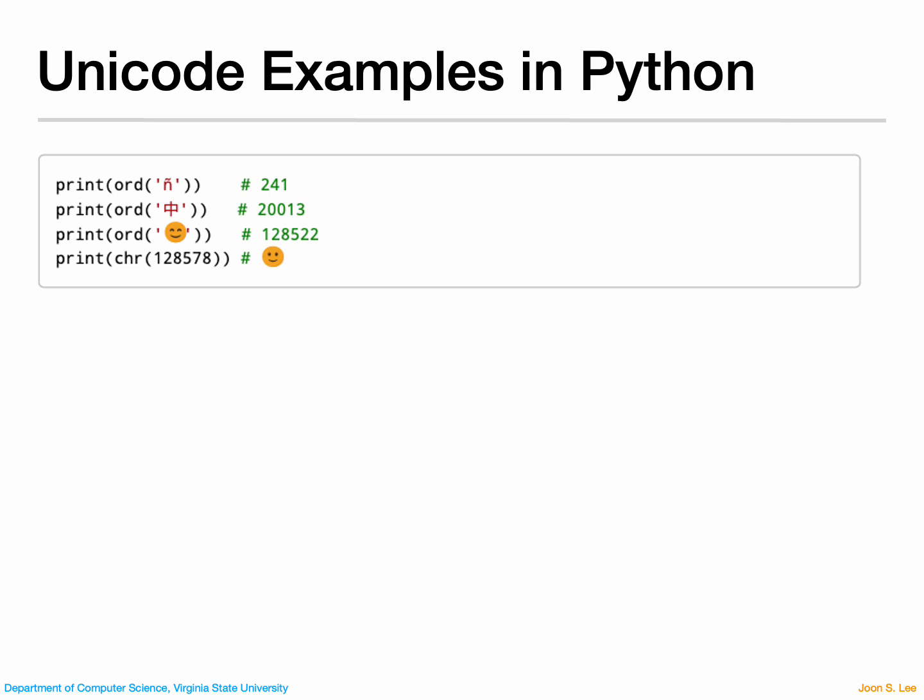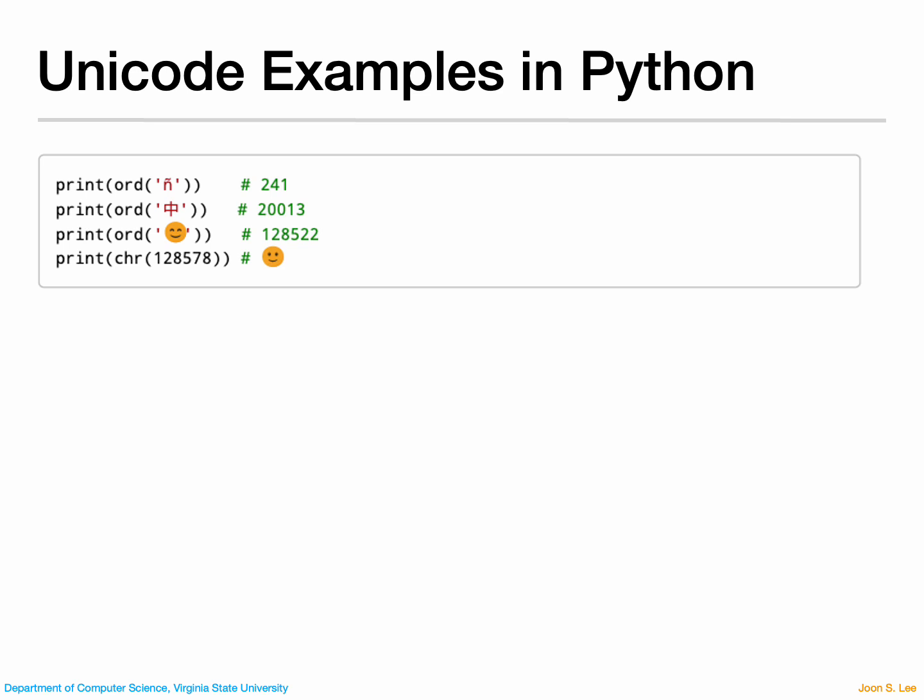The line 3 prints 128,522, showing that even emojis are just numbers under the hood. And just like with ASCII, we can go the other way. chr(128578) produces the slightly smiling face emoji.